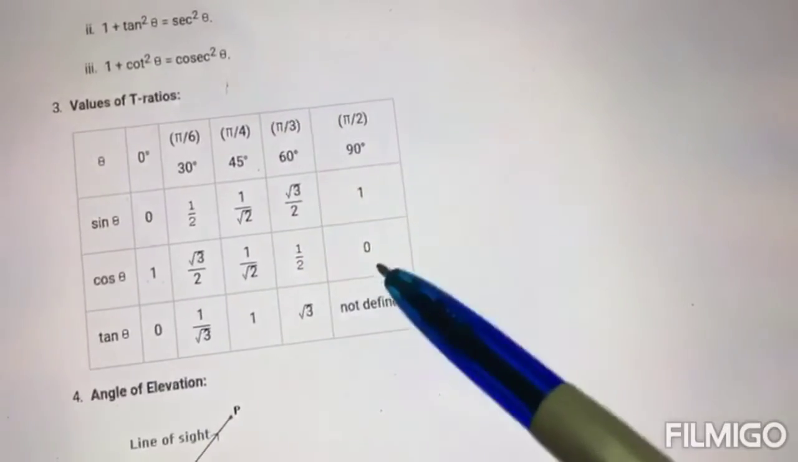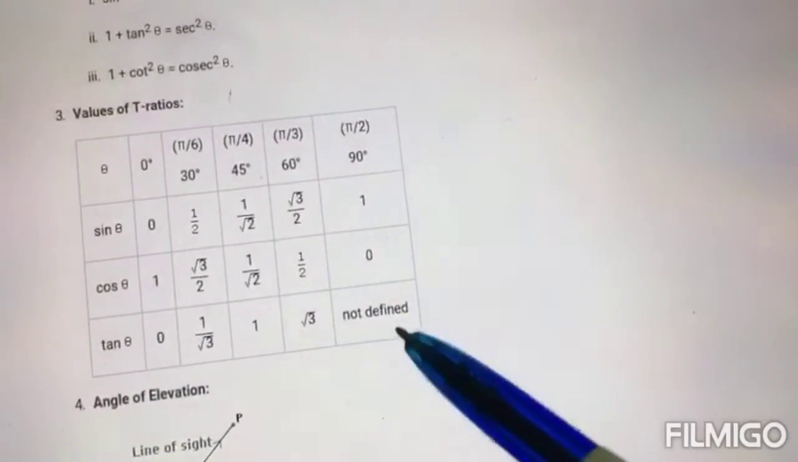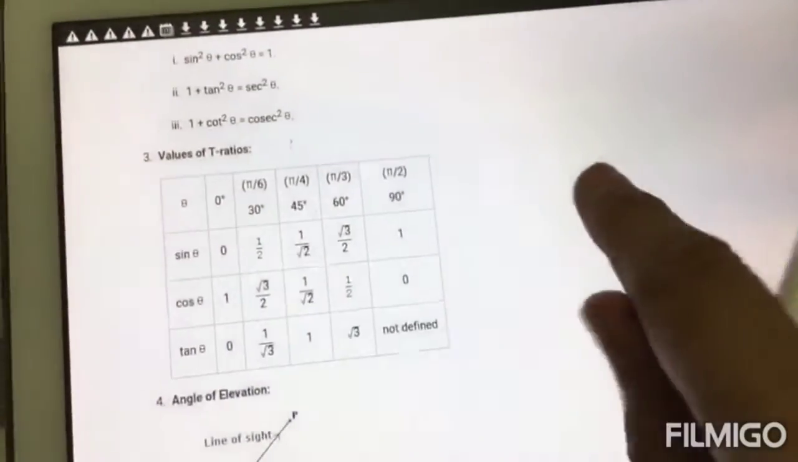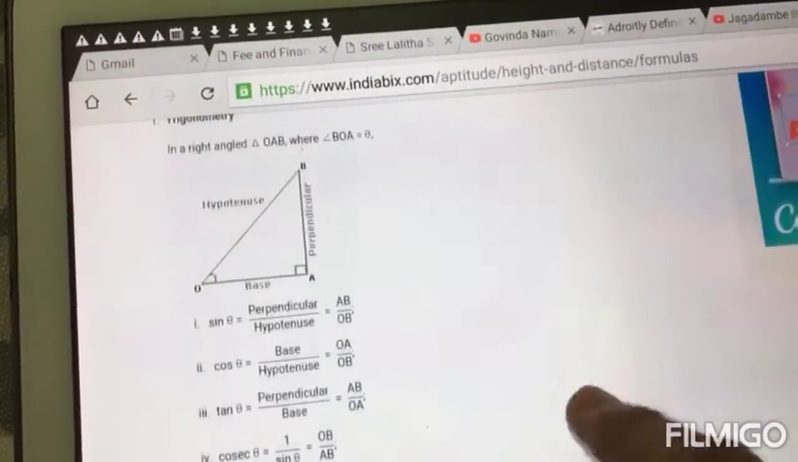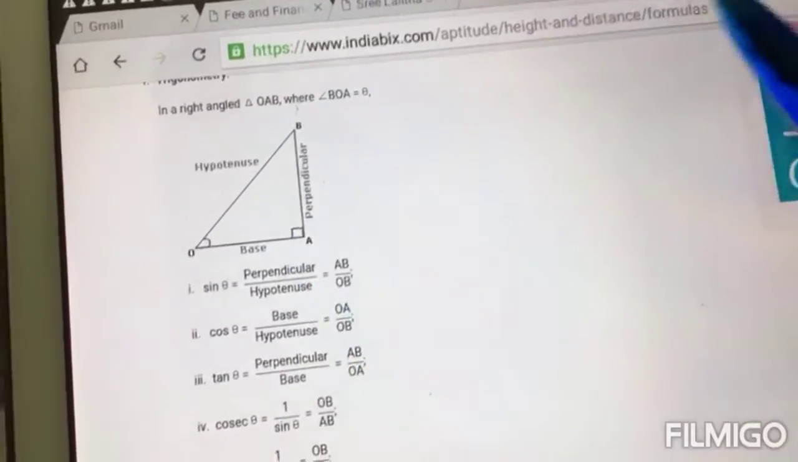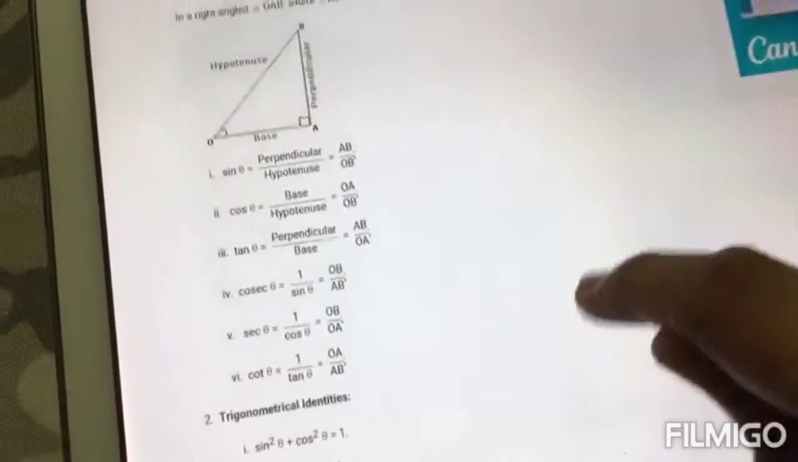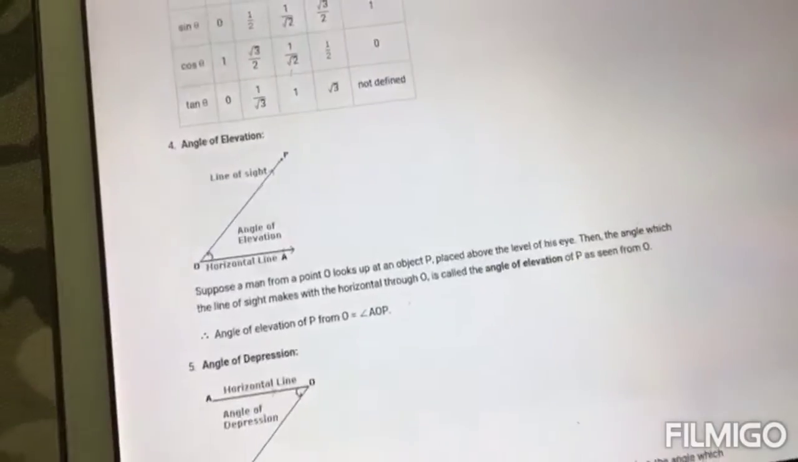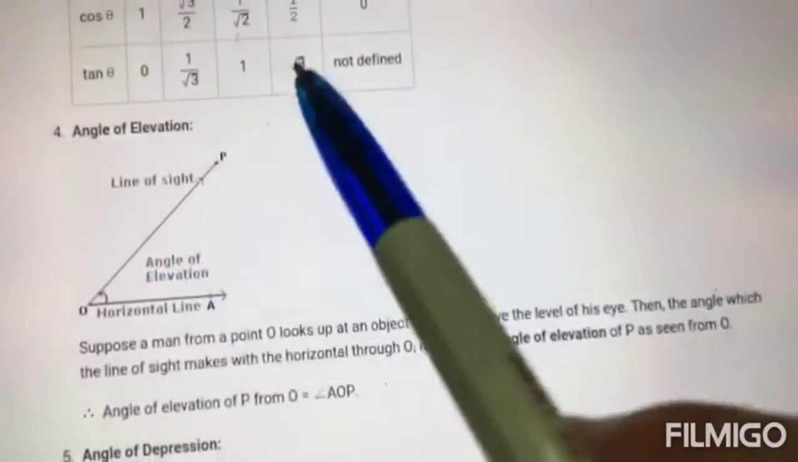Cos 90 degrees is 0 and tan 90 degrees is not defined. So theta, in this case, is given as this angle, but sometimes they can simply put this angle as theta, okay? So theta is just like a variable like x, okay? Then, what is angle of elevation?